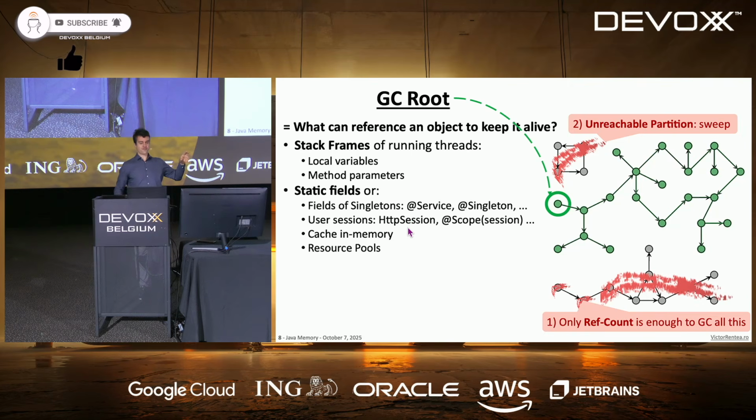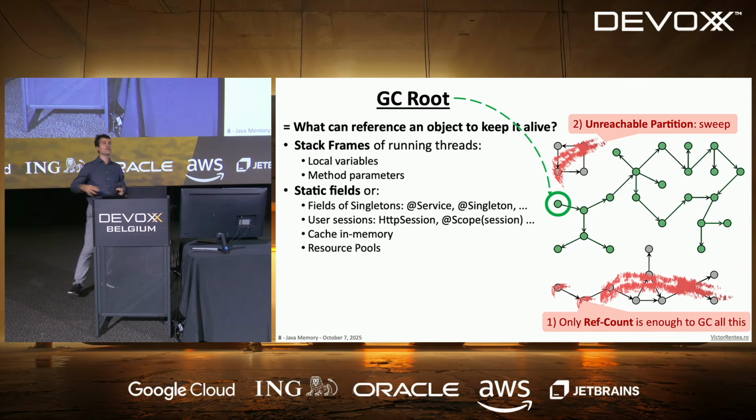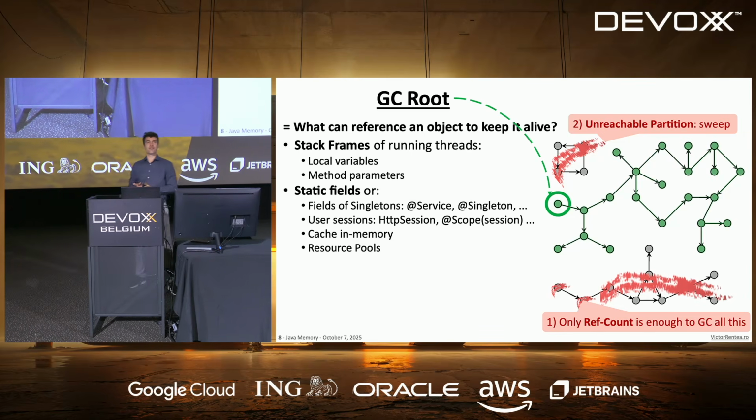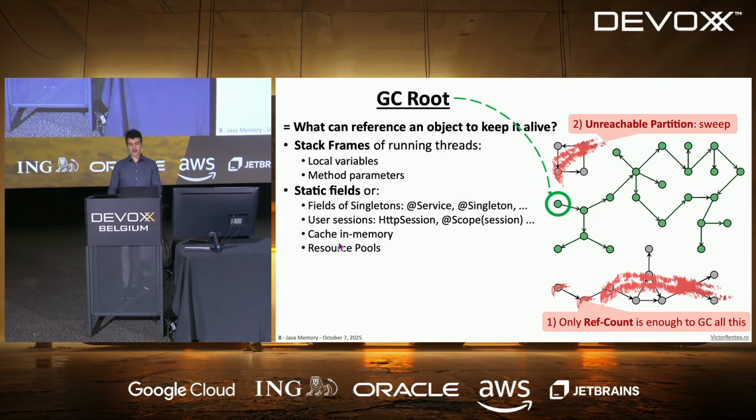Static fields or their friends, fields of singletons, right? Or sessions, or caches in memory, resource pools. These things never wash away. These things are permanent in the heap. Anything you reference from there is going to stay, despite GC, in memory. And that's enough for now.